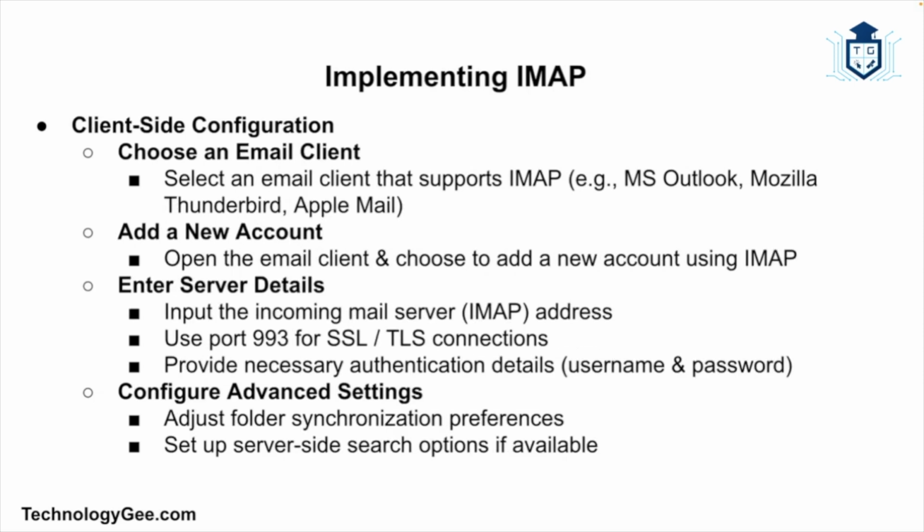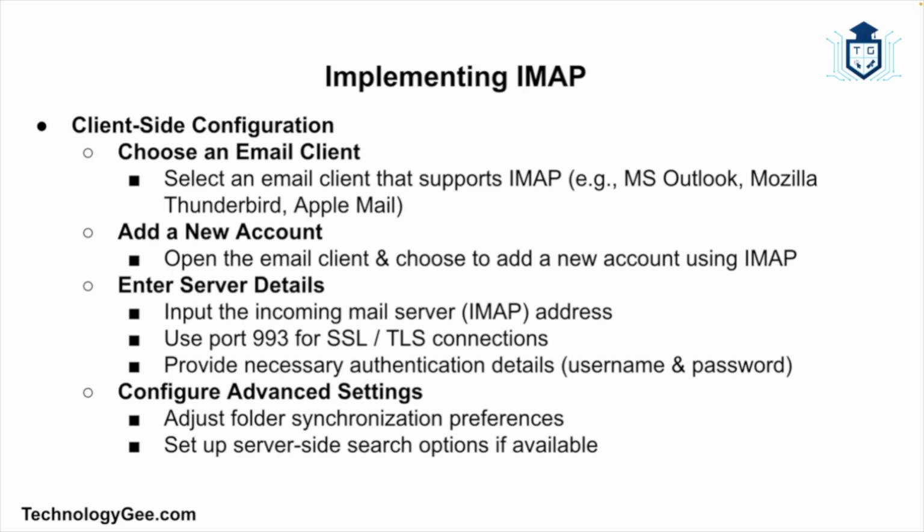And when it comes to the client-side configuration, you want to choose your email client. So you want to select an email client that supports IMAP, such as Microsoft Outlook, Mozilla Thunderbird, or Apple Mail. You want to add a new account. So you want to open the email client and add a new account. Select IMAP as the account type. You want to enter the server details. So you want to provide the incoming mail server or the IMAP address, the port number, and authentication details, such as the username and password.